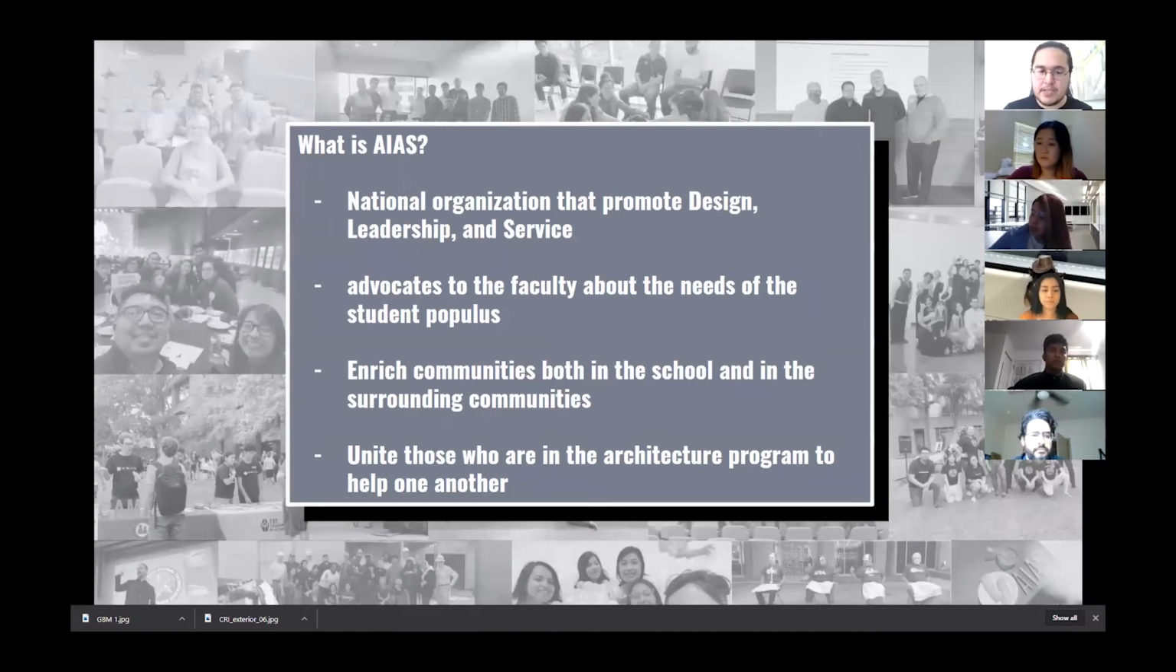And because UTA is quite a commuter school, we not only have a presence here, but as our members go back to their homes, we also have a presence there in those communities as well. And lastly, to unite those in the architecture program.